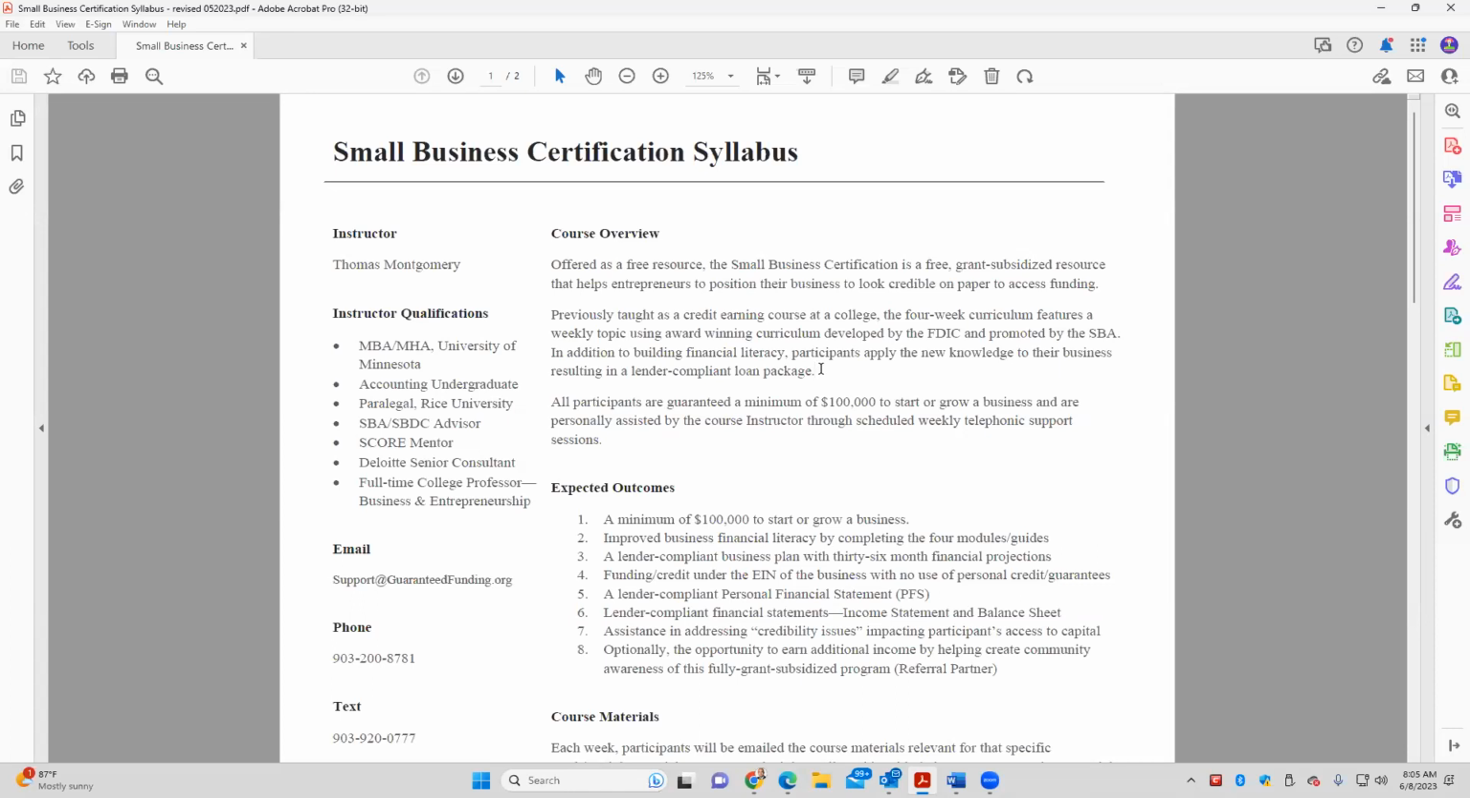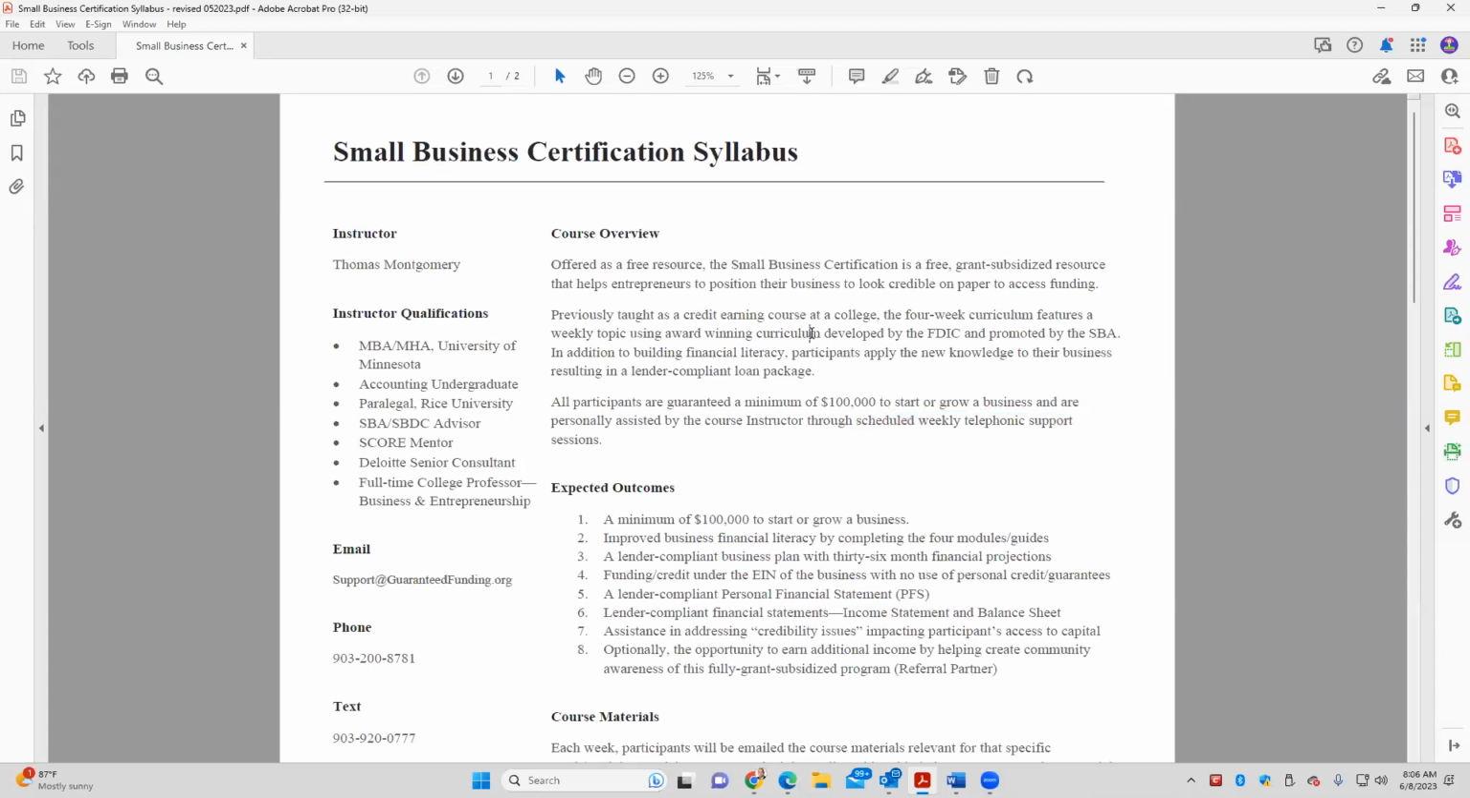But what you and I know is we need to get them credible enough on paper. This is the way that we get them credible enough on paper. This is what makes this not too good to be true. This is specifically what we do for individuals. So by going through it, they're guaranteed a minimum of $100,000 to start or grow a business. There's online curriculum, and then we have weekly telephonic support with the assigned instructor. Again, there's other instructors. This is the syllabus that I use individually.